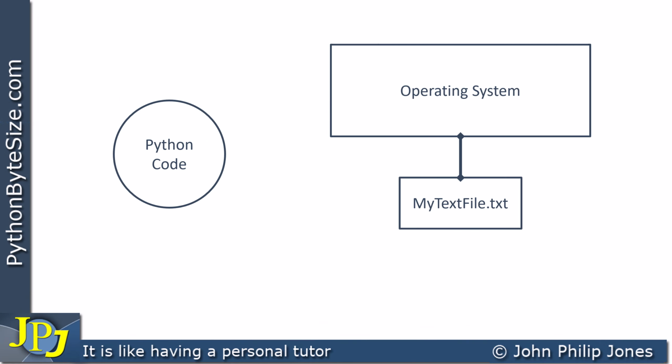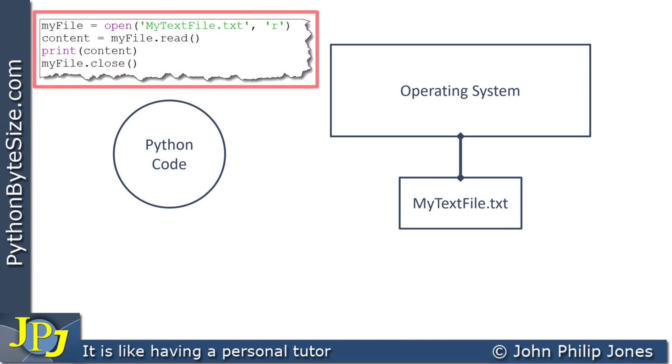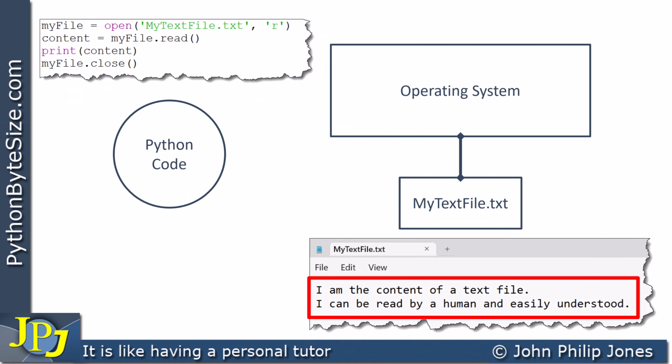So what we have is the following. We have the Python code that will work with the operating system, where the operating system has a relationship with the text file that we're going to read. Let's now consider the Python code which is coming into view, and also the content of the text file which is coming into view. If we look to the text file, you can see that it's got two lines.